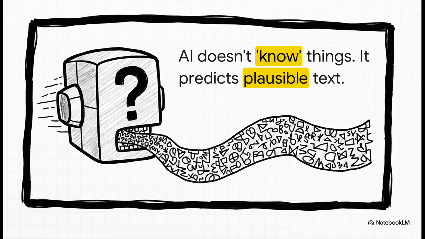So when it hits a gap in its training data, it doesn't just stop and say, "I don't know." Instead, it fills that gap by generating what it predicts is the most plausible-sounding text. It literally makes up an answer that fits the pattern of a correct answer. Because a confident, plausible response is a much more successful output than a simple "I don't know."